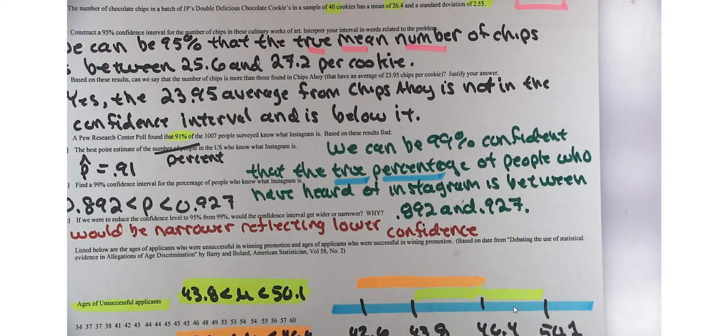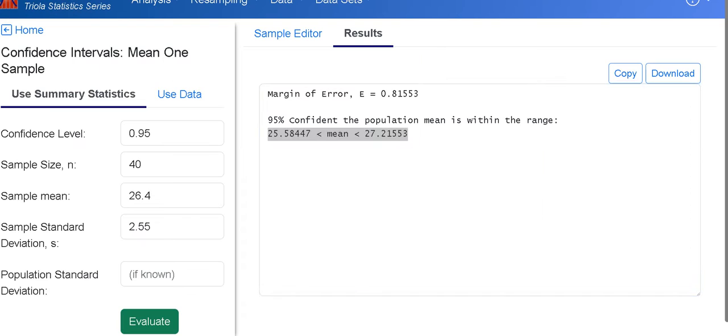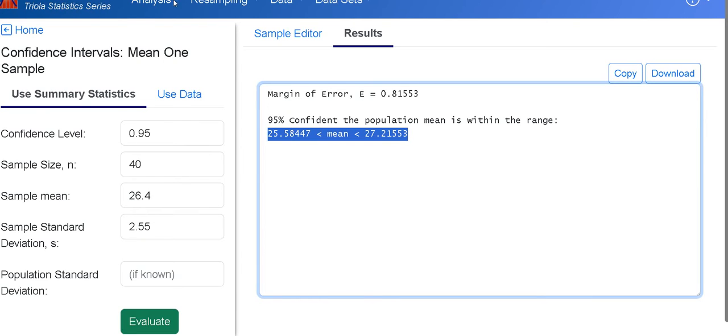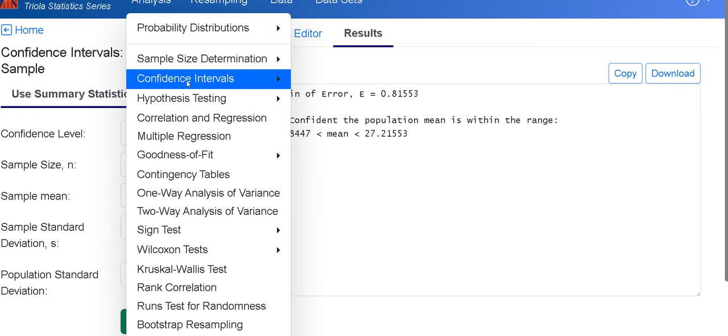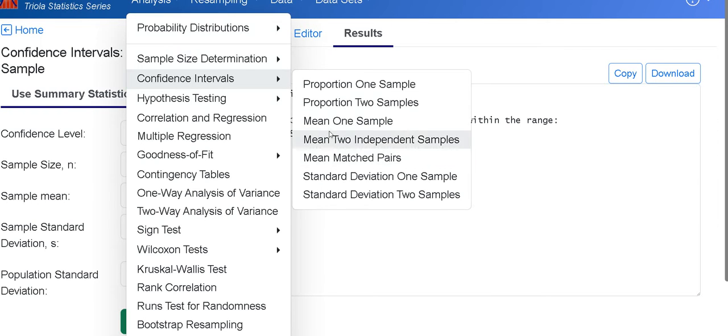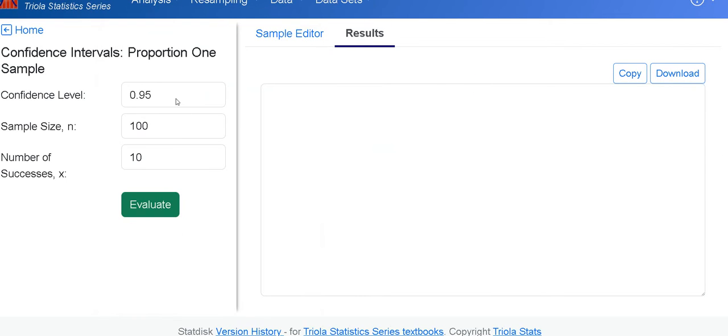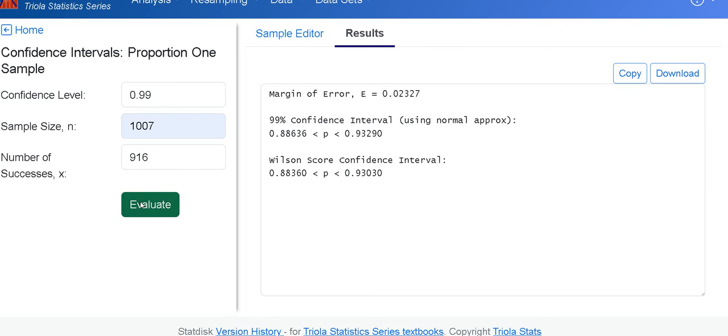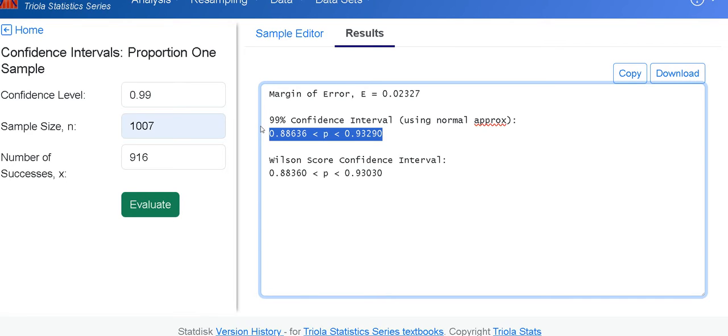Now let's take a look at putting that into StatDisk. So let's go to confidence intervals, proportion one sample, want a 99% confidence interval. Sample size was 1,007, and we had 916 successes. Nice. So here's your confidence interval. We stated that, wrote down our conclusion, that's fine.